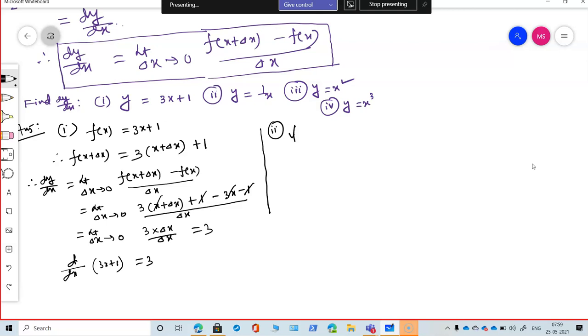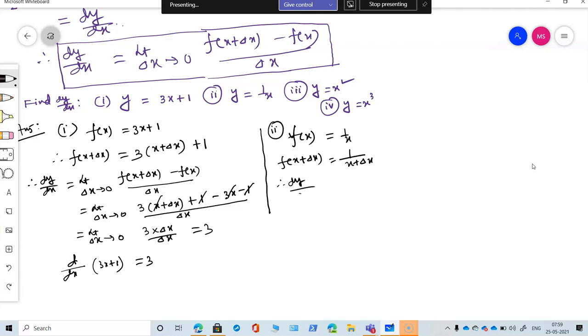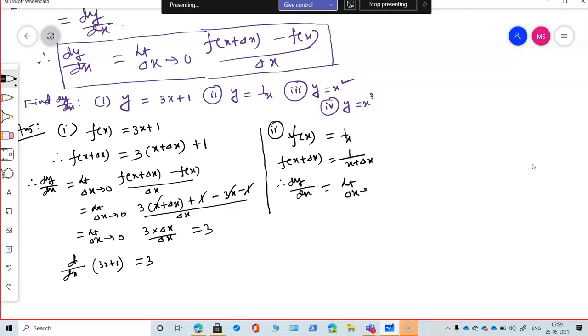y equal to, or f(x) equal to 1 by x, then f of x plus delta x will be 1 by x plus delta x. So dy by dx is limit delta x tending to 0, f of x plus delta x.